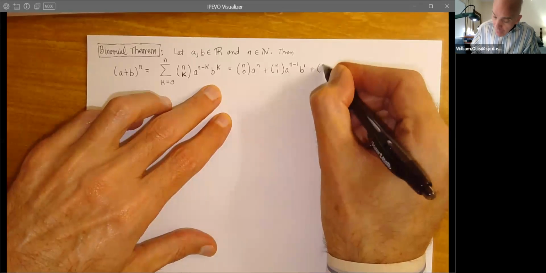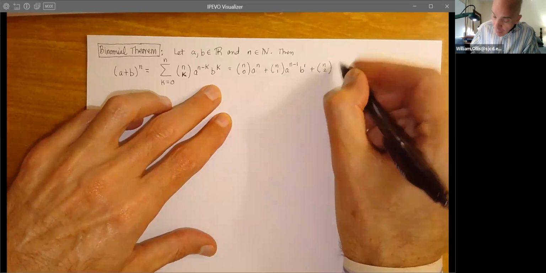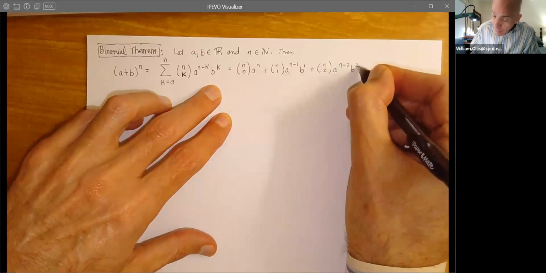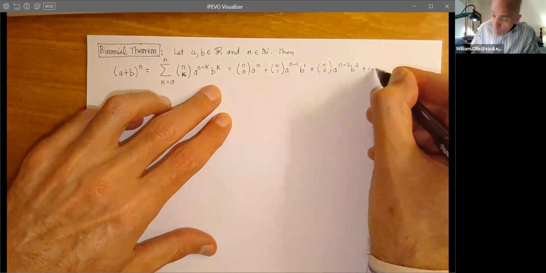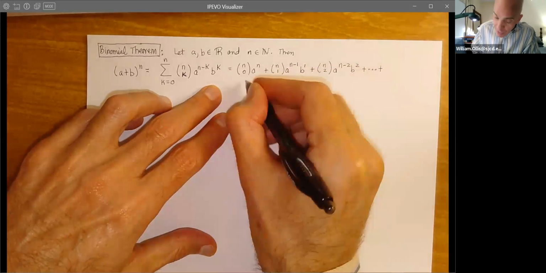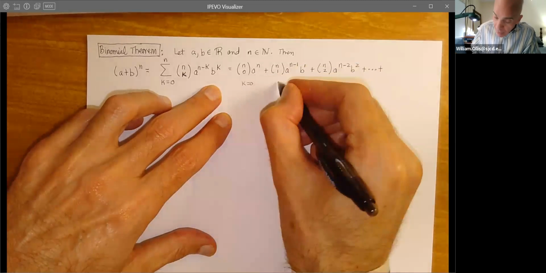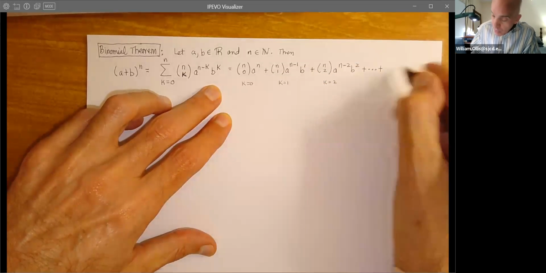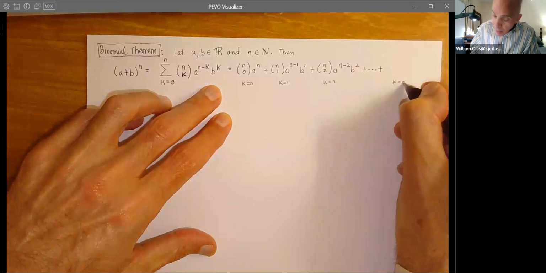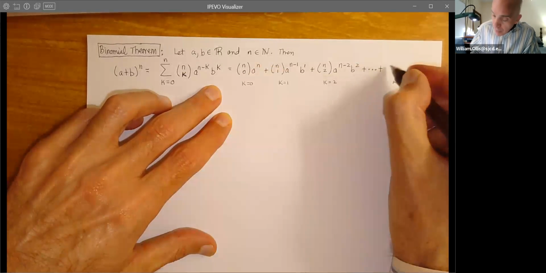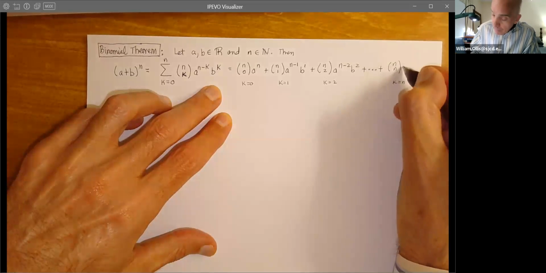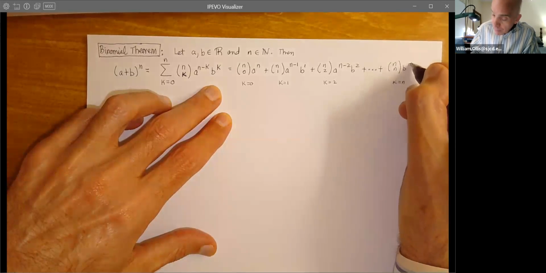Plus n choose 2, a to the n minus 2, b squared. And then, of course, we just keep going until we max out. So this is k equals 0, k equals 1, k equals 2. And then the very last one, k equals n. Of course, that's a 1. And then we get another 1, n choose n, b to the n.